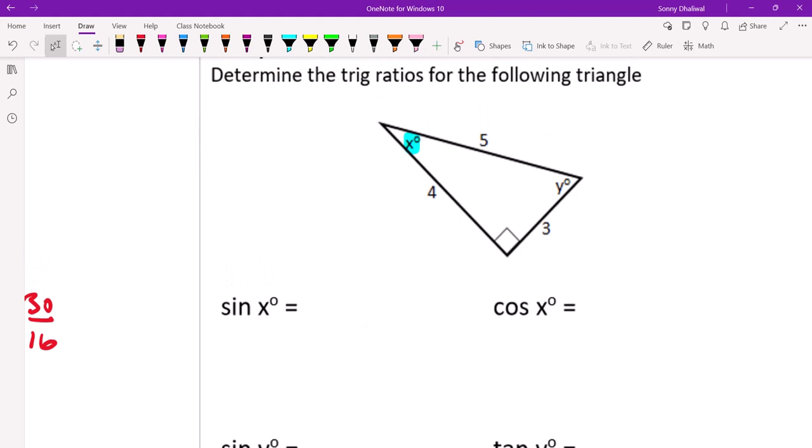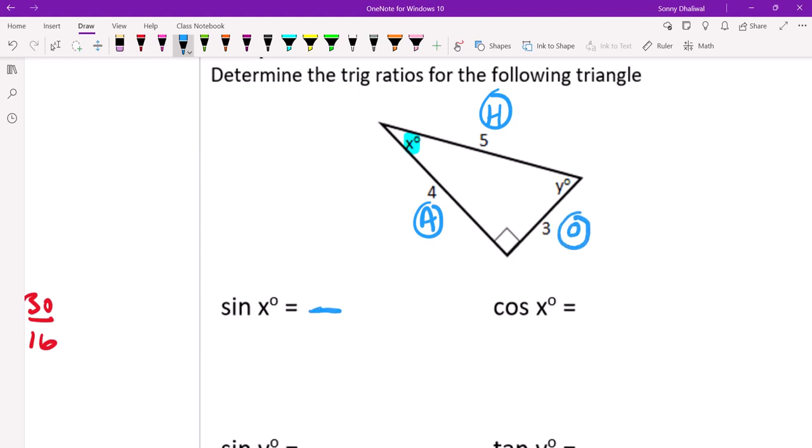According to angle x, what's my hypotenuse? 5, 4, or 3? Caitlin, 5. Hypotenuse, h. What's my adjacent side? 4, yeah, and there we go. And that means this is our opposite.